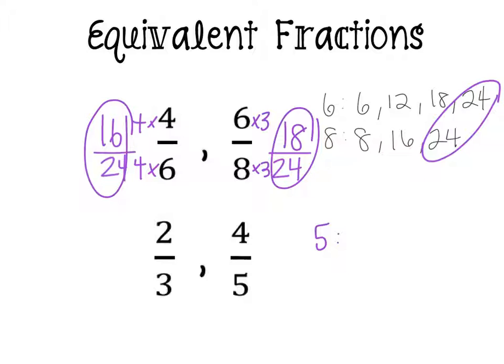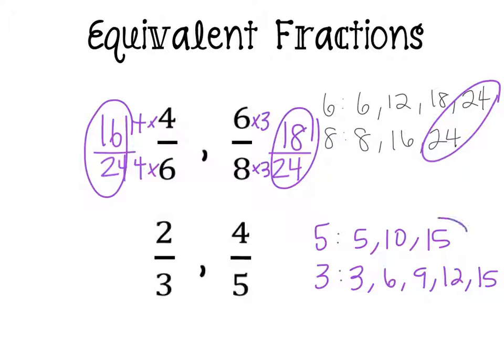Find my multiples of 3 and 5. So 5, 10, 15, and again my kids will be yelling to stop. And 3, 6, 9, 12, 15. There we are, our common denominator, which is our least common multiple here. So I could make both of my new denominators 15. What happens to 3 to make it a 15? 3 times 5. So 2 times 5 is 10.